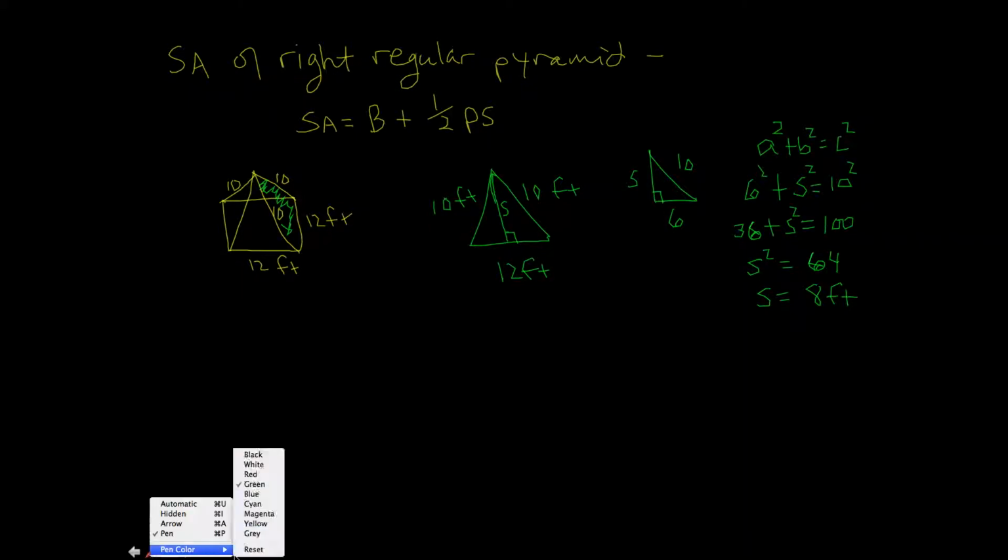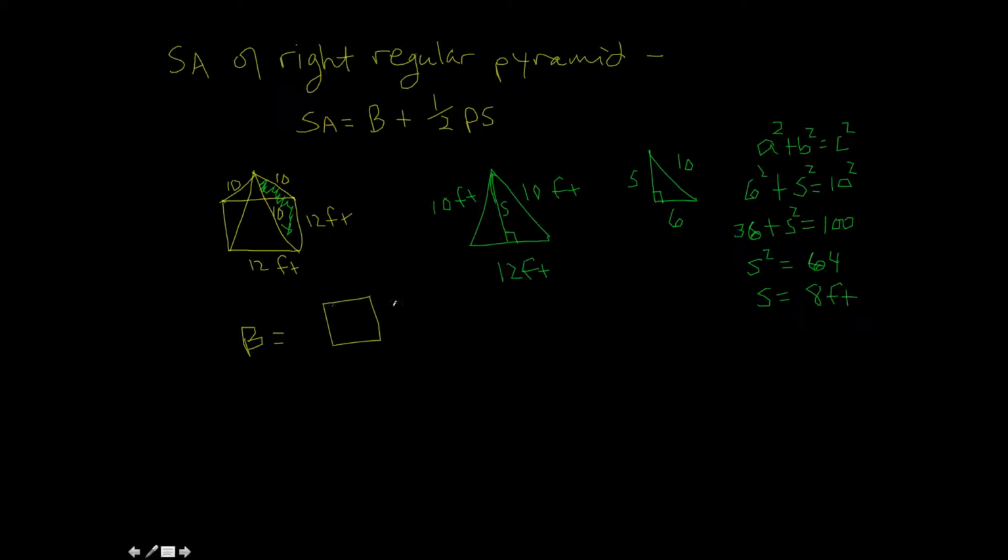Now, I'll show you another example of how slant height can look here in just a moment. Okay, so let's go ahead and figure out what the area of our base would be. Well, our base is a 12 by 12 square. So the area of that is 12 squared, side squared, remember, which is 144.